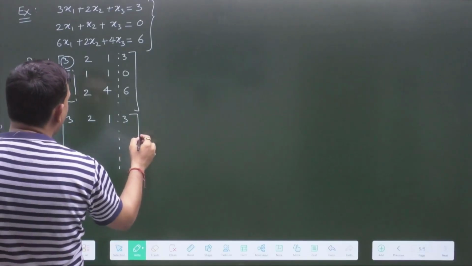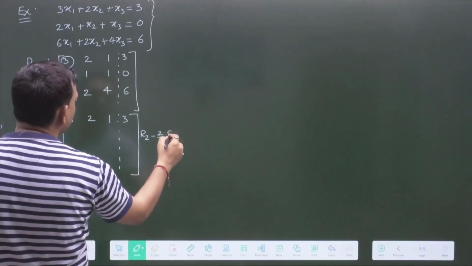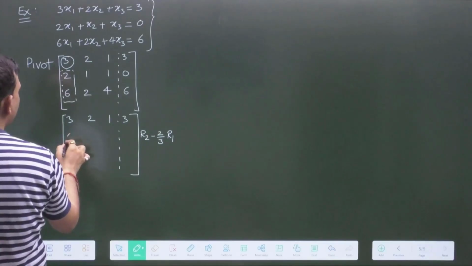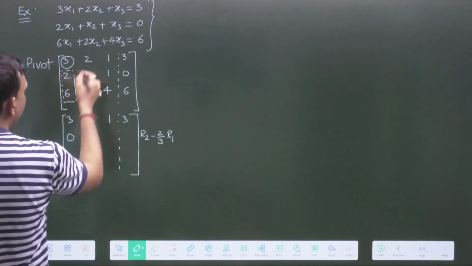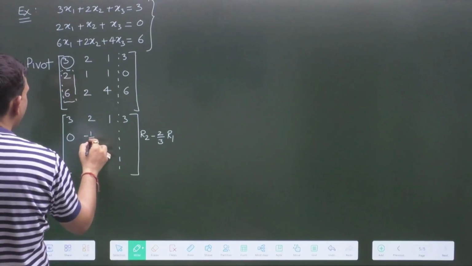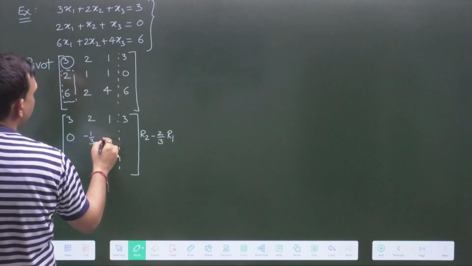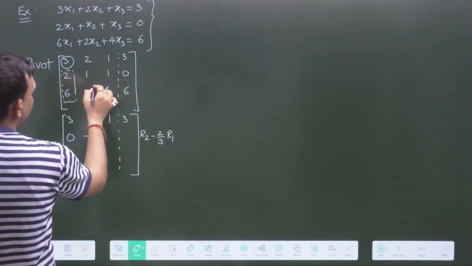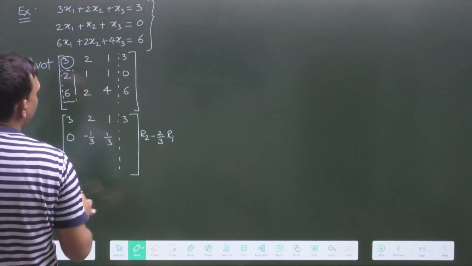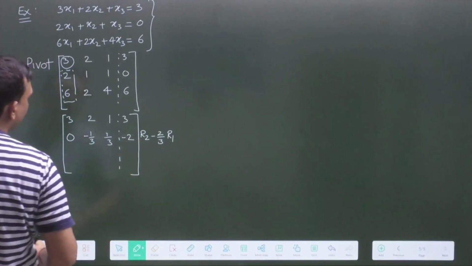You can see this is R2 minus 2 by 3 R1 also. Because if you multiply 2 by 3, this becomes 0. This is 1 minus 4 by 3. So that is minus 1 by 3. And then 1 minus 2 by 3 is 1 by 3. And this will be minus of 2.